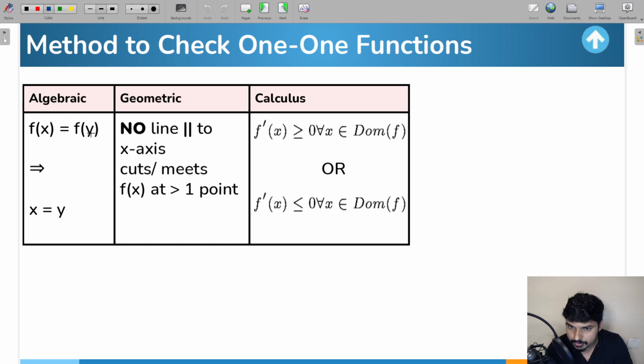Guys, all you have to do is take f(x) equal to f(y), or else you can also do it in this way: in the algebraic method, you take f(x1) to be equal to f(x2).